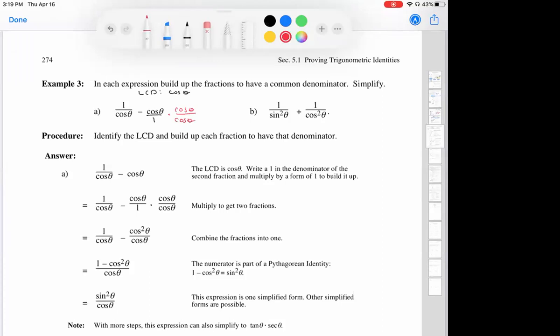For B, what would be our LCD? Our LCD would be made up of sine squared times cosine squared. So therefore, I would have to take the first term with sine squared and multiply it by cosine squared theta, top and bottom. Now take that second term, with cosine squared, and multiply it by sine squared theta.